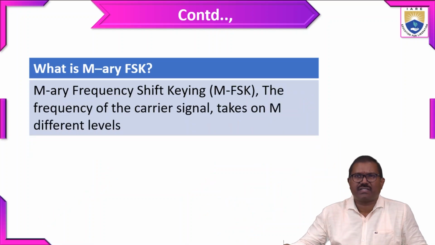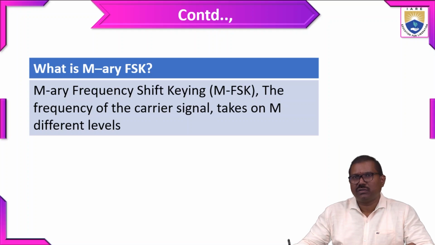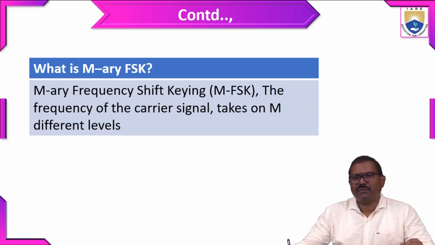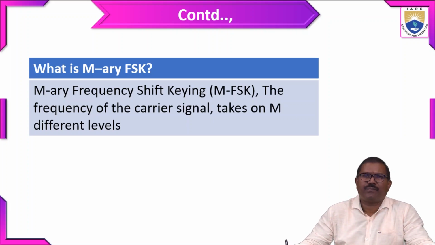Coming to M-ary FSK. Here, the frequency of the carrier signal takes on M different values. Here the frequency takes M different levels. So here also, M equals 2 power n. So what is my n? How many bits are you sending? It depends on that modulation.